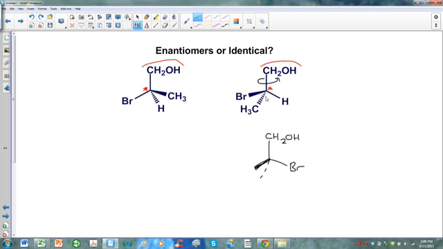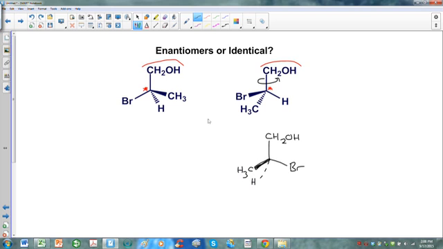The methyl group cannot be on the dash because all our groups will have moved. And if it can't be on the dash, the only other place it can be is on the wedge. And then the hydrogen, of course, can't be where it was originally.